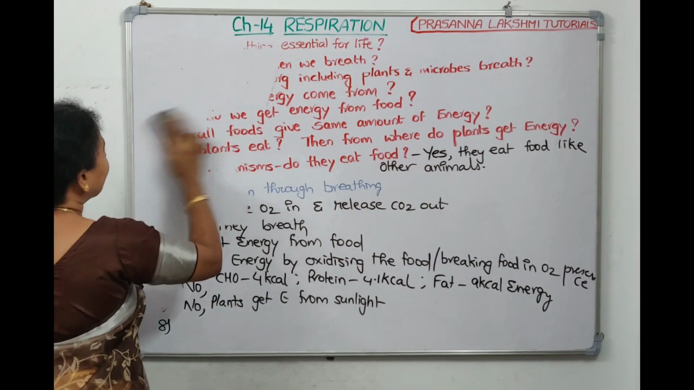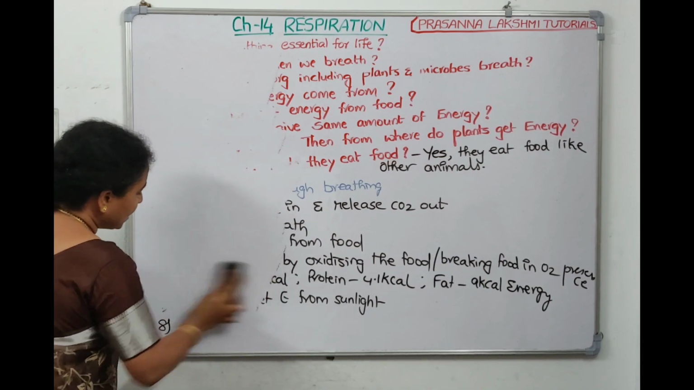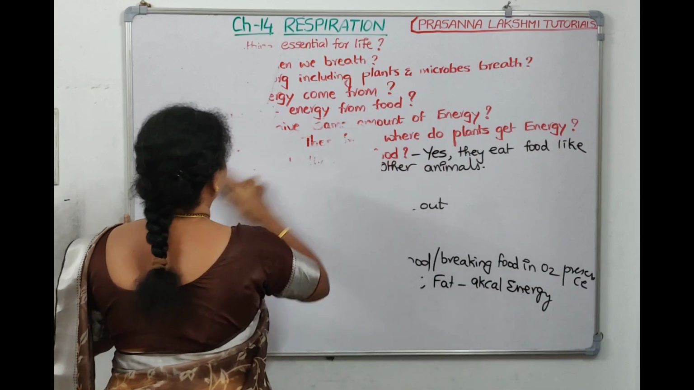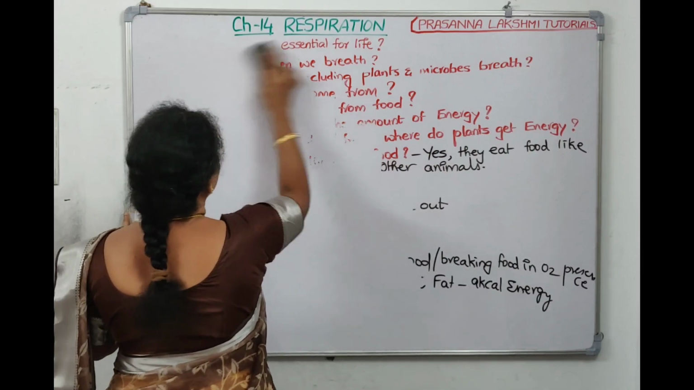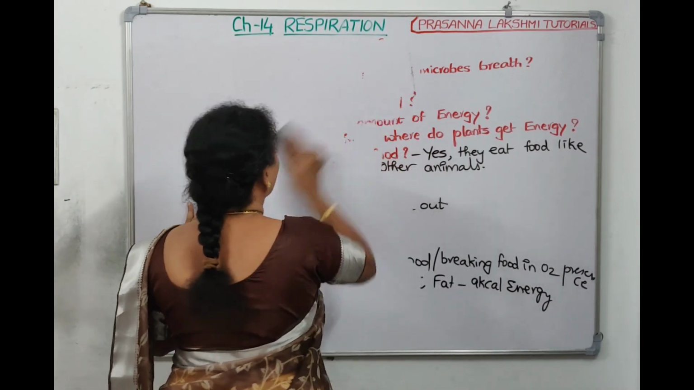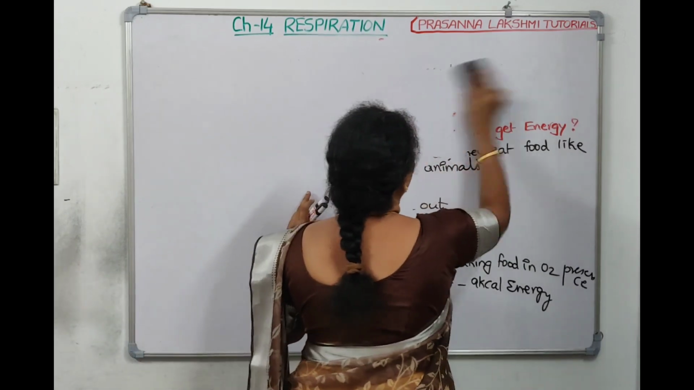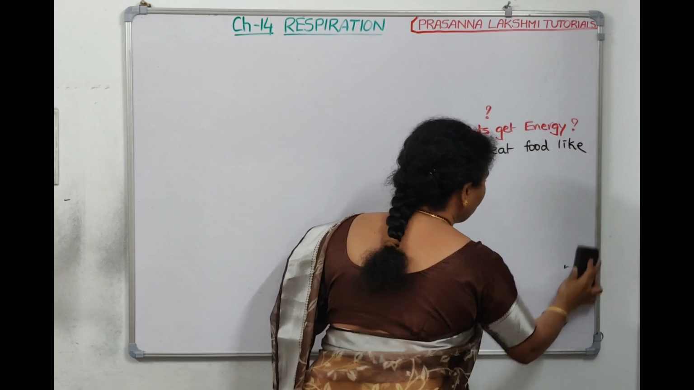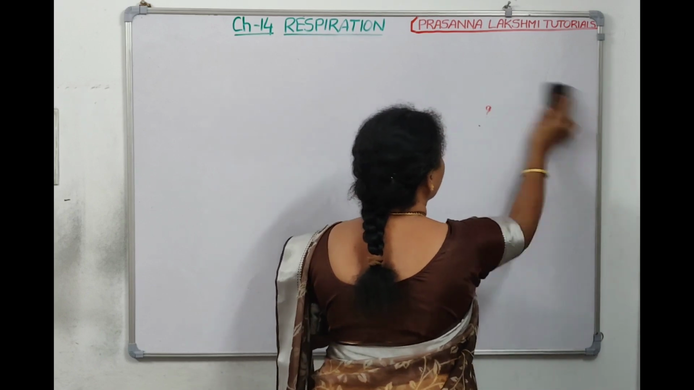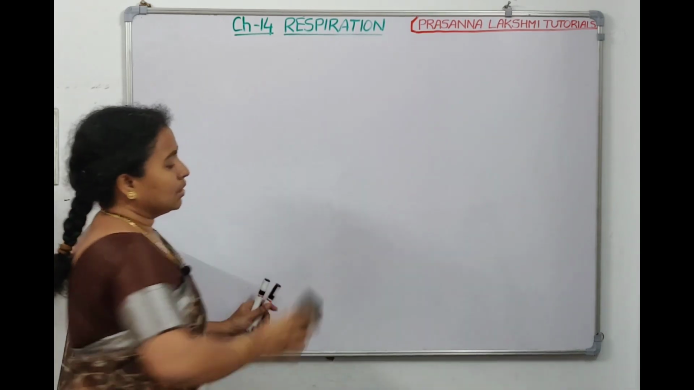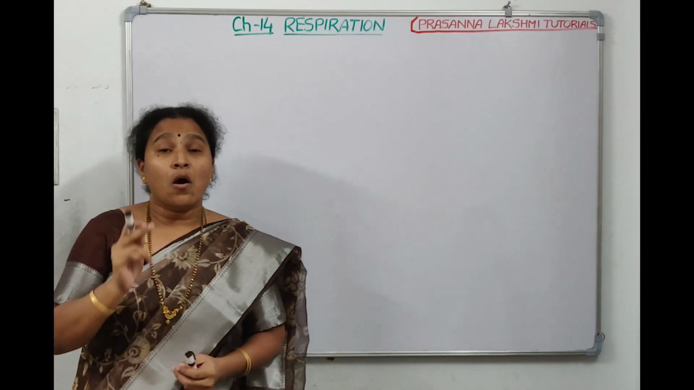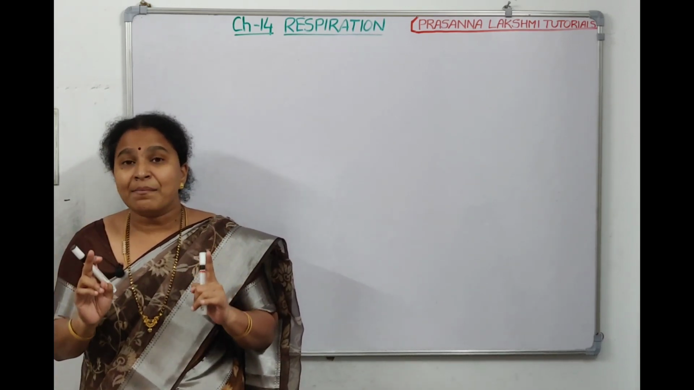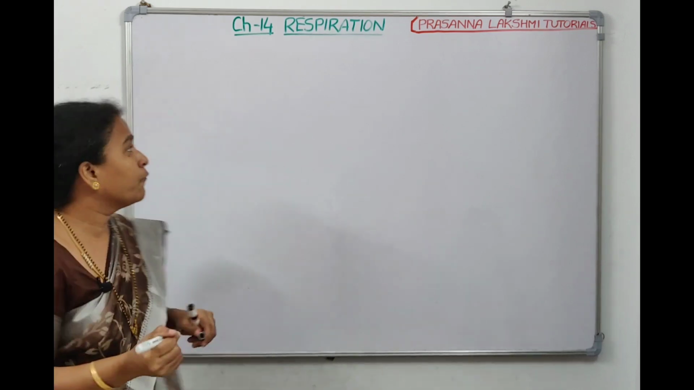So we can tell that living organisms need energy and they are getting their energy by respiration. What is respiration? Respiration means taking oxygen in, supplying that oxygen to the cells. The cell will use that oxygen to break the food. When we break the food, we get energy, right? So we can tell that all the energy required for life processes comes by oxidation of food.